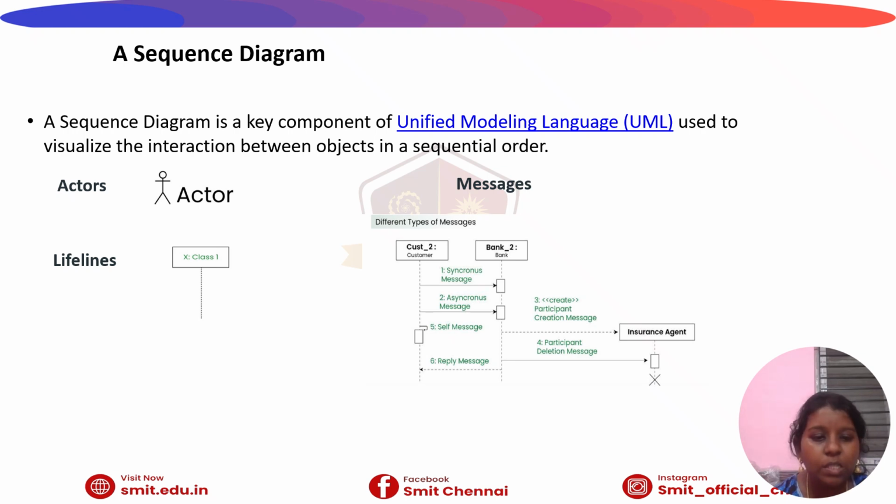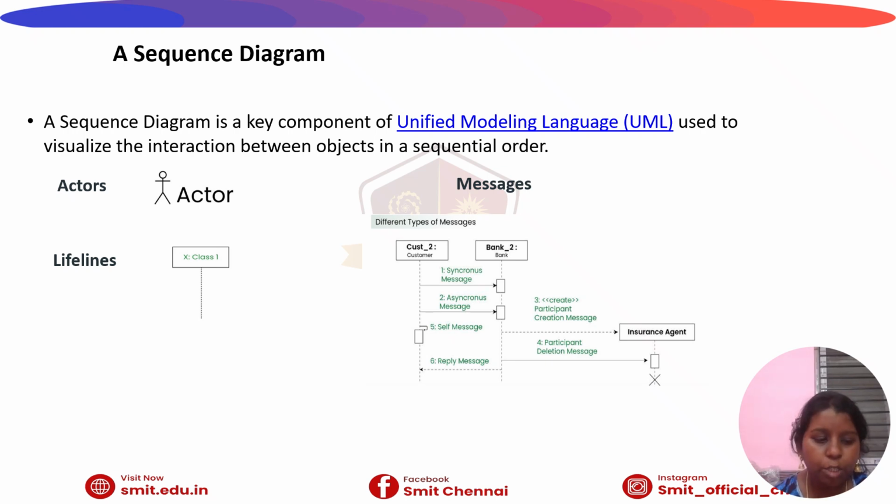The notations used in the sequence diagram are actor, lifeline, and message. Actor is nothing but the user, system, or subsystem, usually drawn in a box, or a particular person. Next is the lifeline. Lifeline is indicated by a vertical line representing the existence of the object over time. Each lifeline indicates that the object is alive for a certain period of time.